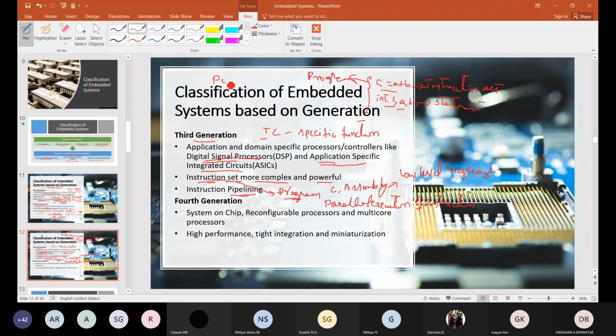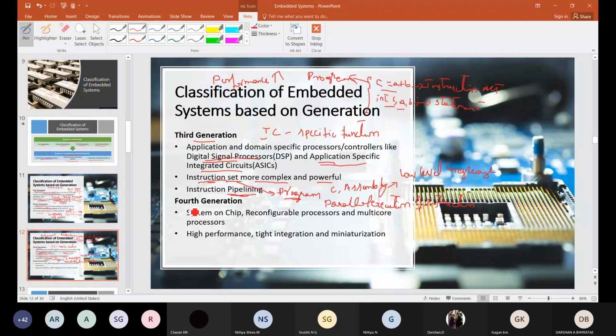Performance is nothing but speed. Your speed or performance increases in the third generation by introducing the pipelining concept. Pipelining is nothing but parallel execution; simultaneously, it keeps on executing your instructions. That is what we call pipelining.